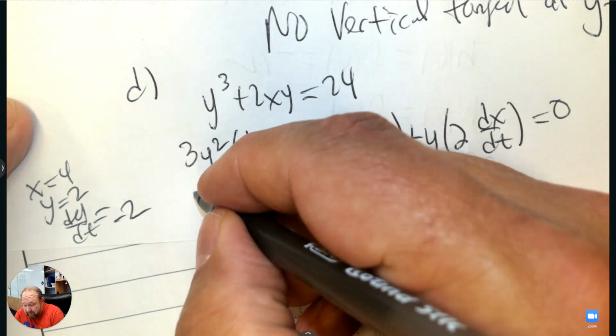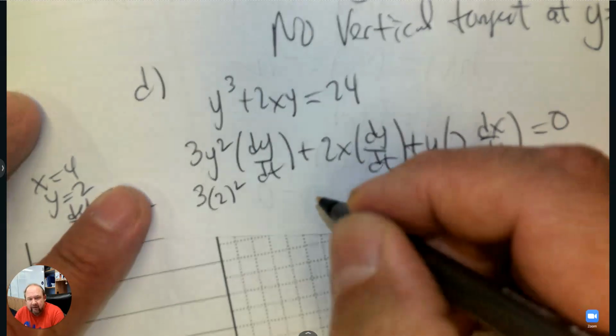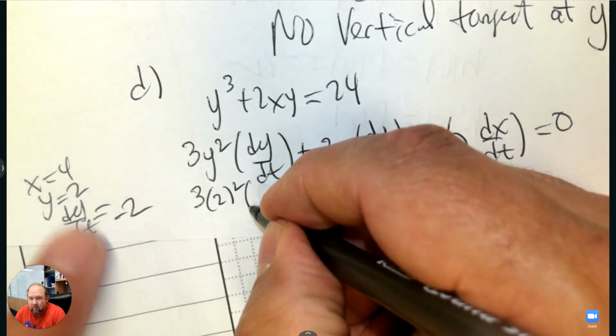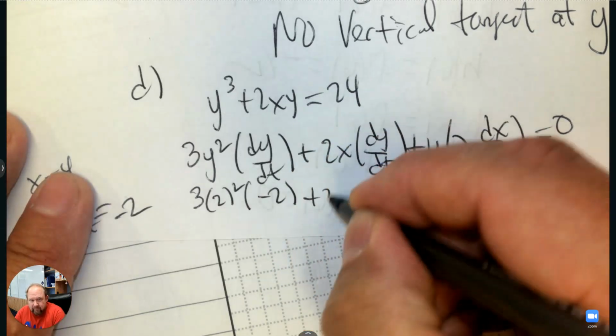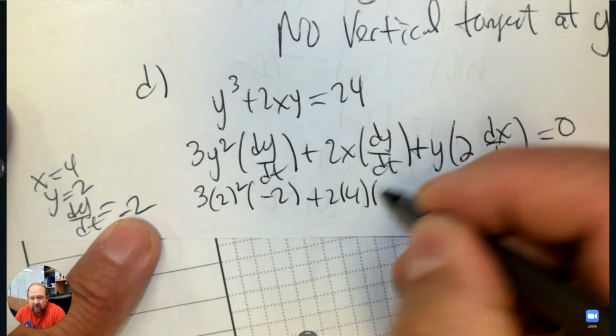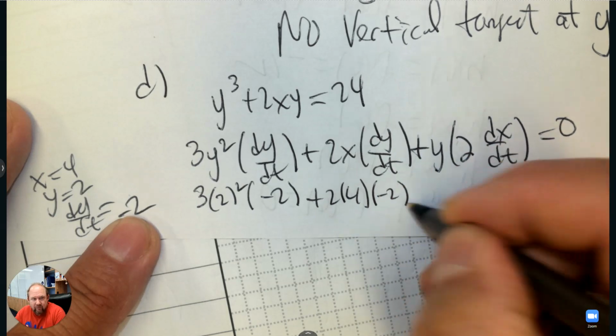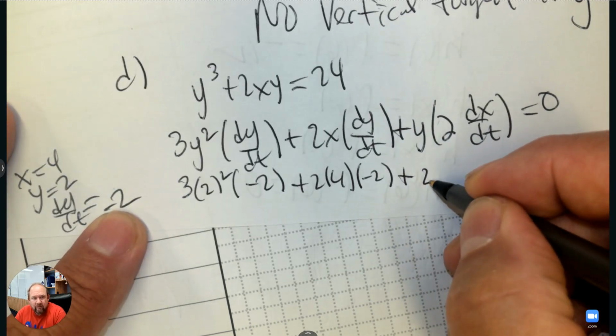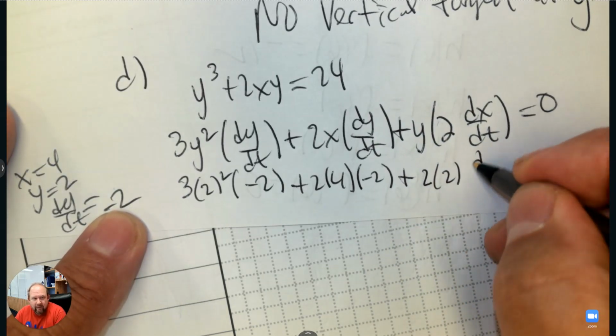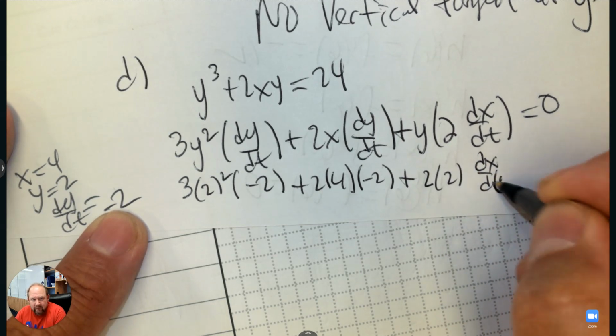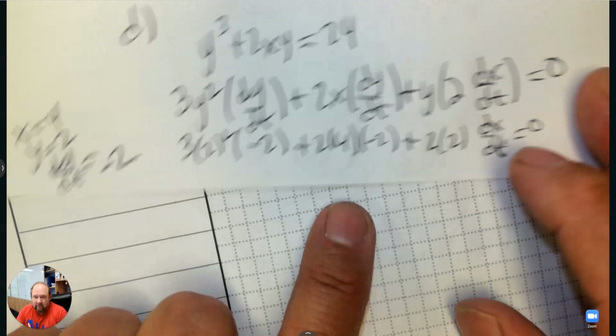So in other words, I'm going to plug in all that I know. I'm going to plug in 2 for y. dy by dt is -2. X is 4. dy by dt is -2. Y is 2. There's another 2 there. And I'm looking for dx by dt. That's what I'm looking for. And then I'm going to solve this.